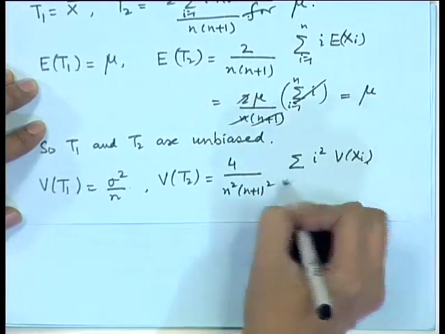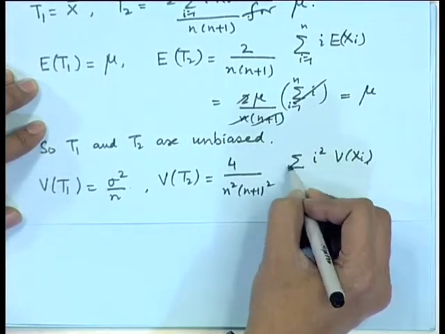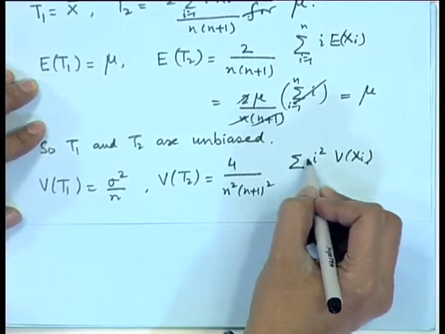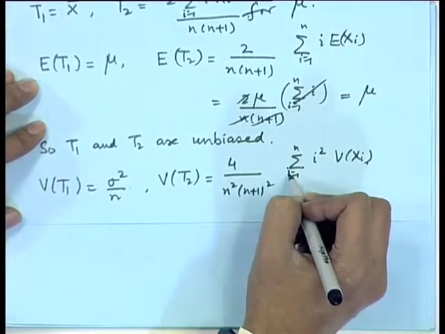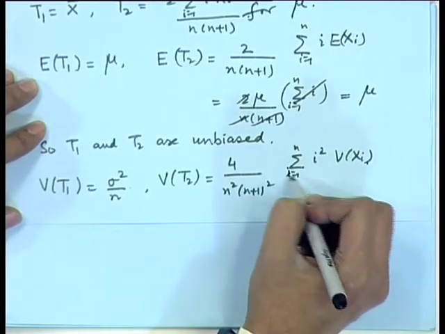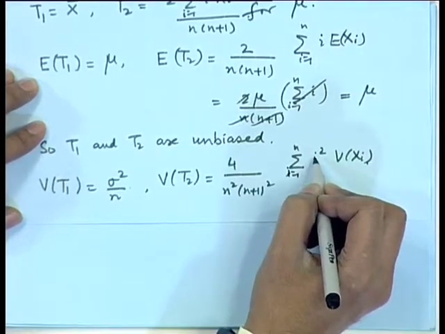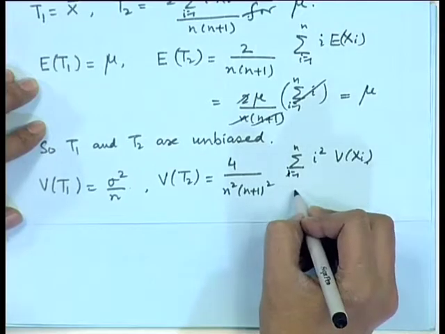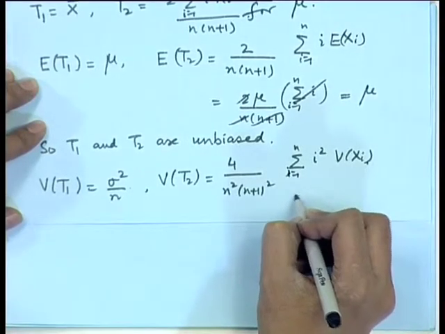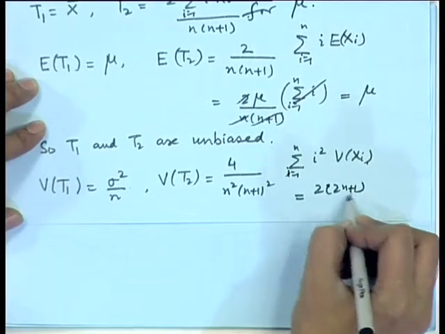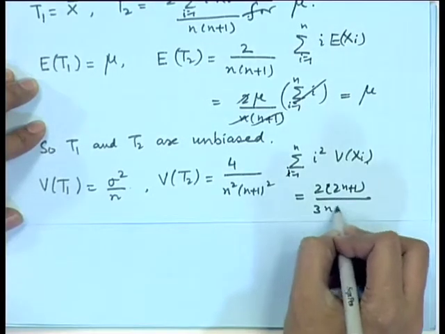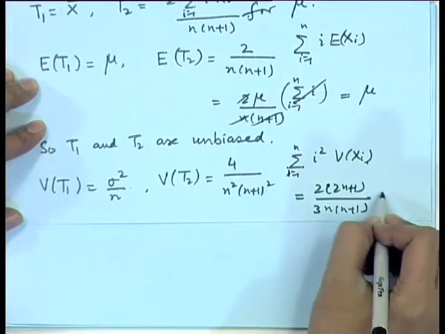Now, variance of x_i is sigma square and this is sigma of i square from 1 to n, that is the sum of the squares of the first n integers, that is n into n plus 1 into 2n plus 1 by 6. So, after simplification this quantity turns out to be 2 into 2n plus 1 divided by 3n into n plus 1, sigma square.